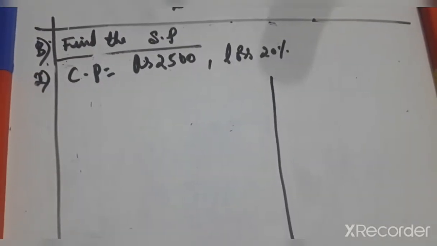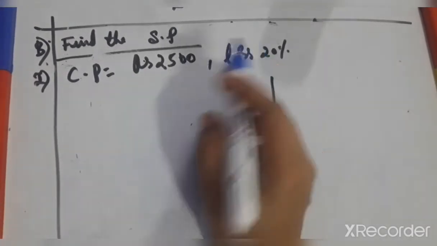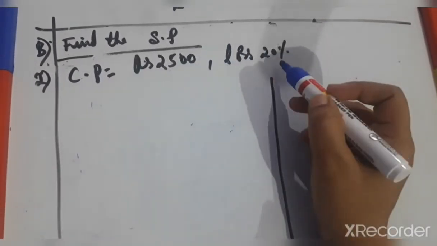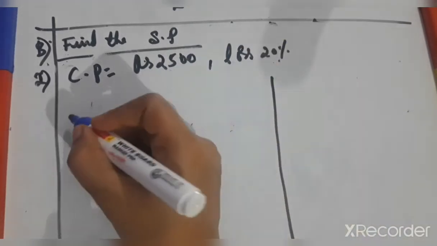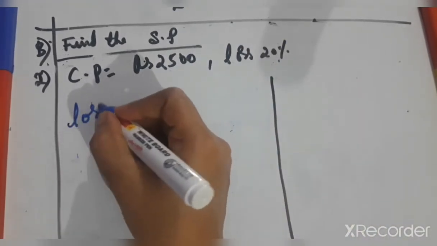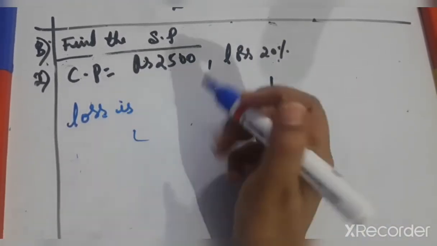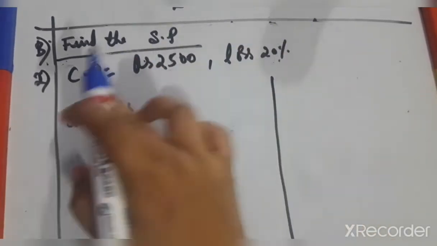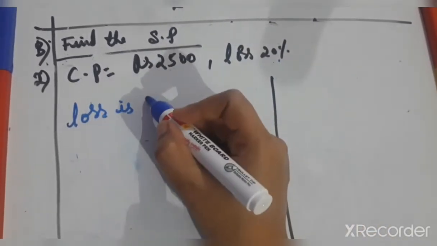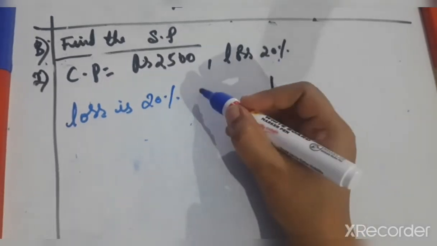Next is cost price is 2500, loss is 20%. So first here the percentage of loss is given, it is not the loss. So first we have to find the loss. Loss is calculated on CP. Loss is 20% of CP.